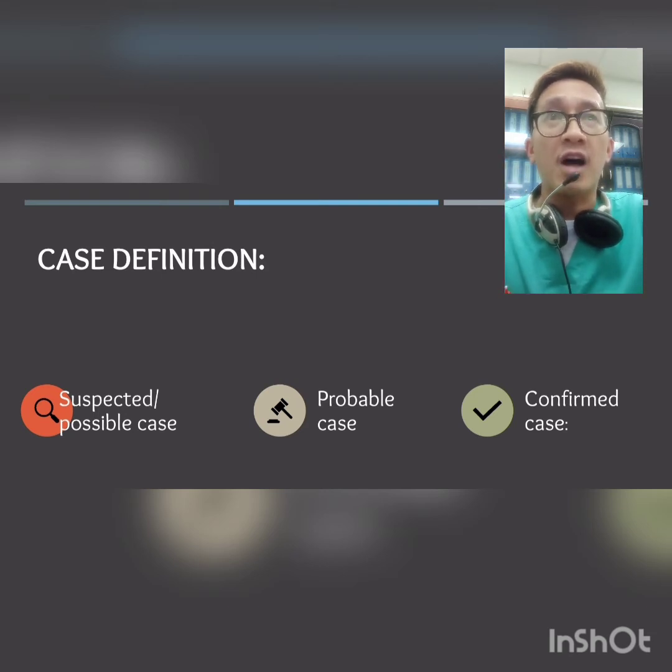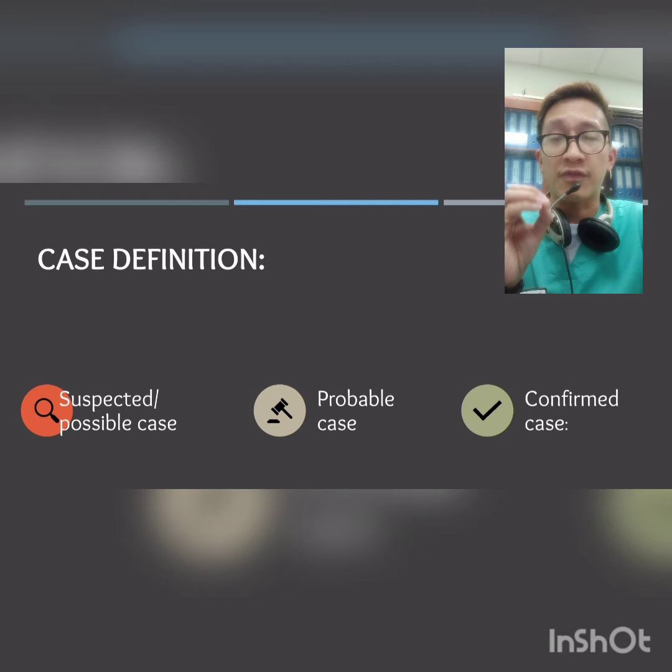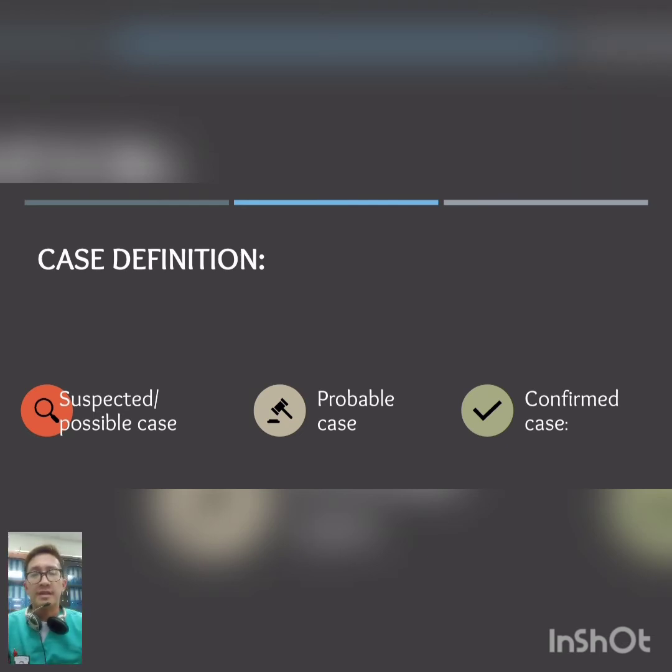A case definition in an outbreak situation can be divided into three categories. The first category is the suspected or possible case. Suspected means there is the presence of clinical signs and symptoms without epidemiological link or laboratory confirmation. So when the patient comes into our hospital and presents these kinds of clinical signs and symptoms, then that is a suspected or possible case of a certain infection or disease.